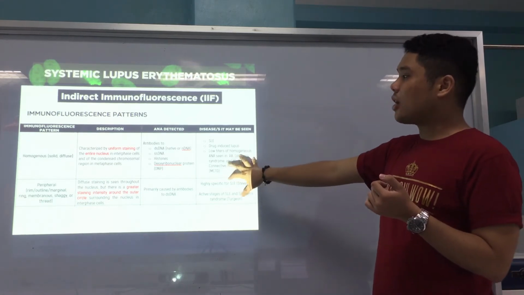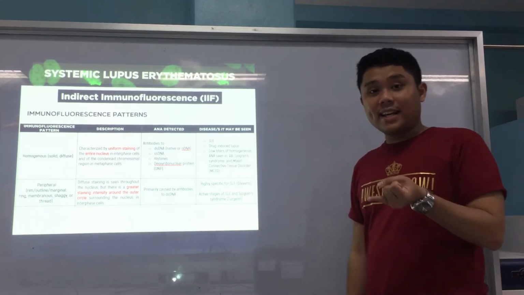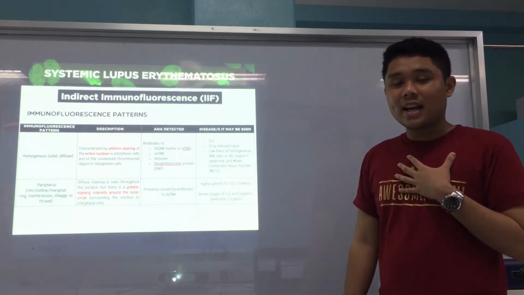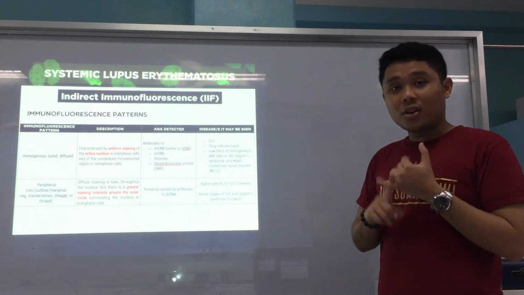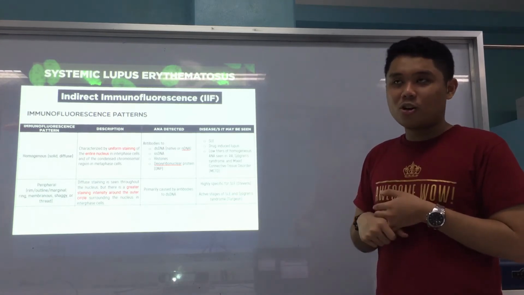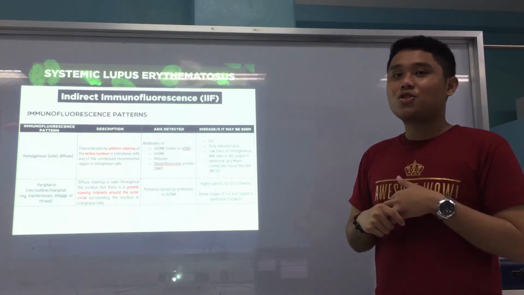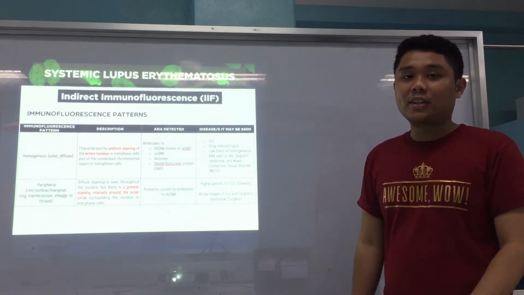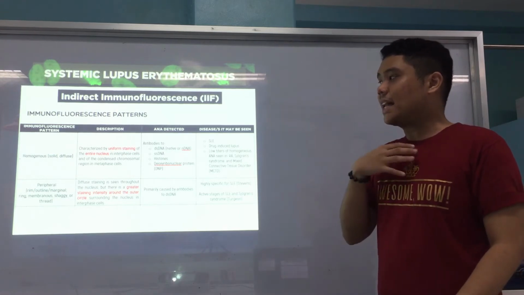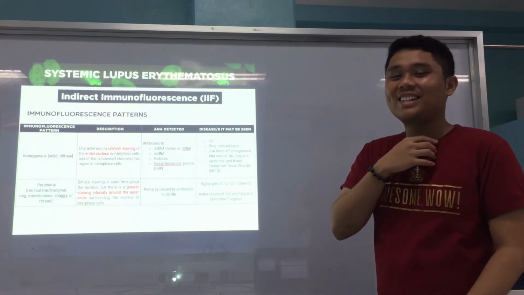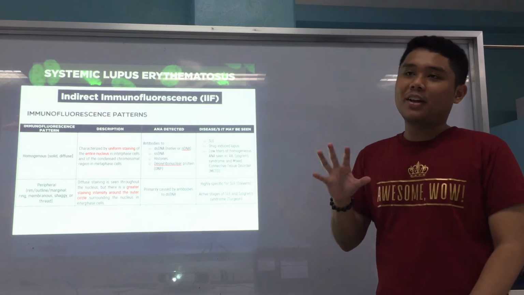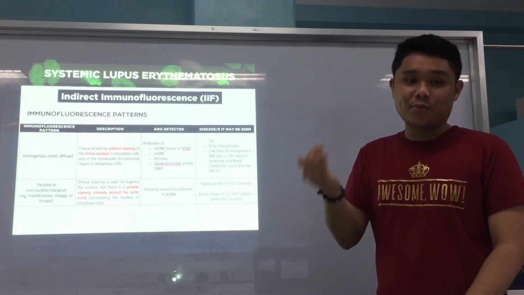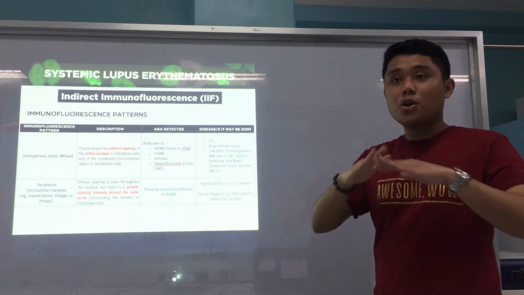These can be attributed to diseases such as SLE and drug-induced lupus, and low titers of homogeneous ANA can also be seen in rheumatoid arthritis, Sjogren's syndrome, and mixed connective tissue disorders, so other connective tissue disorders. As you can see, it's not really specific for SLE. Other diseases can also show this pattern. That's the first: homogeneous, by the name itself, uniform staining.